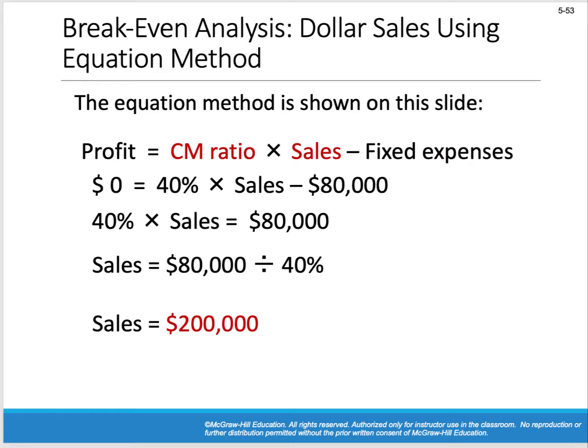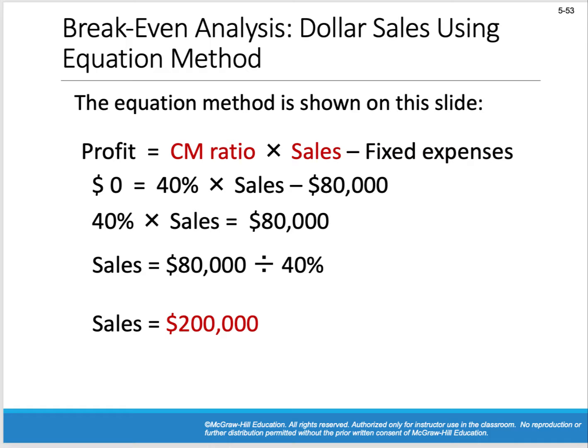Here we have the equation method, okay? And when we're looking for a dollar amount, that sales figure, we're always going to use the CM ratio. So I would jot that down too. If we're looking for a break-even point in sales dollars, we have to use the CM ratio. So how do we figure that out? Well, again, we use the same equation that we've seen previously: profit equals CM ratio times sales minus our fixed expenses.